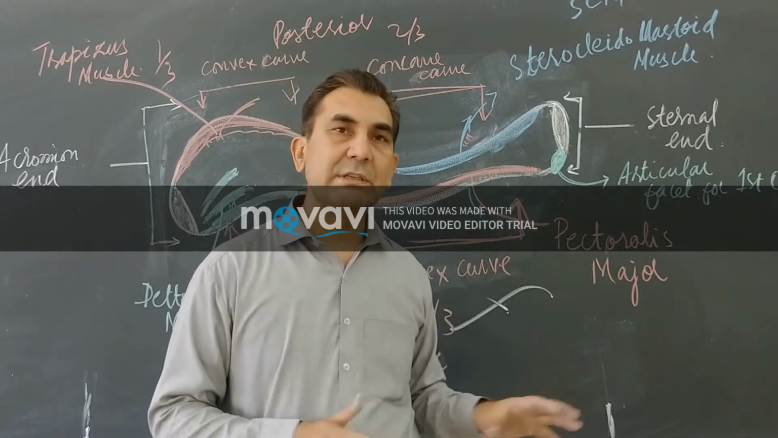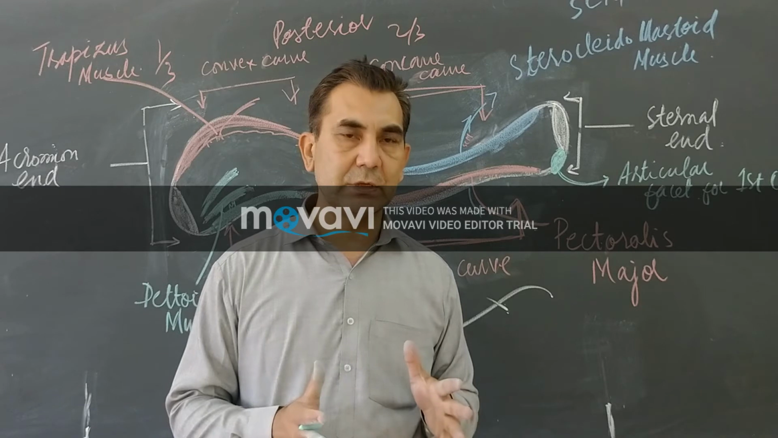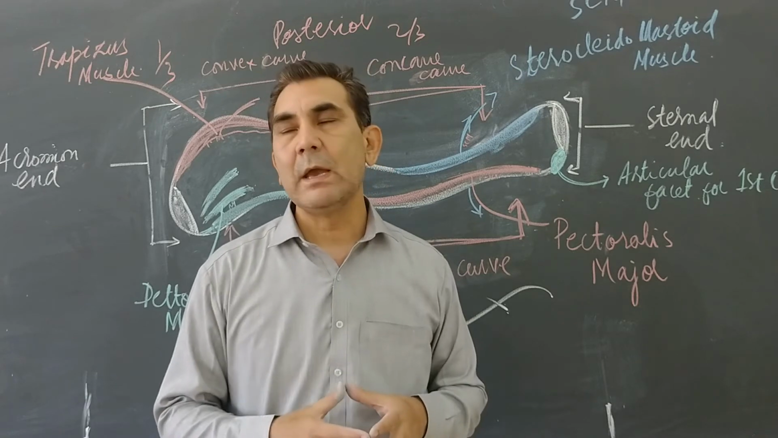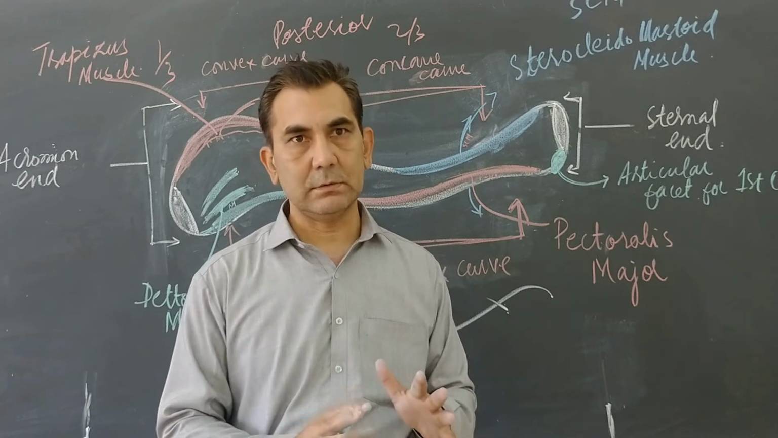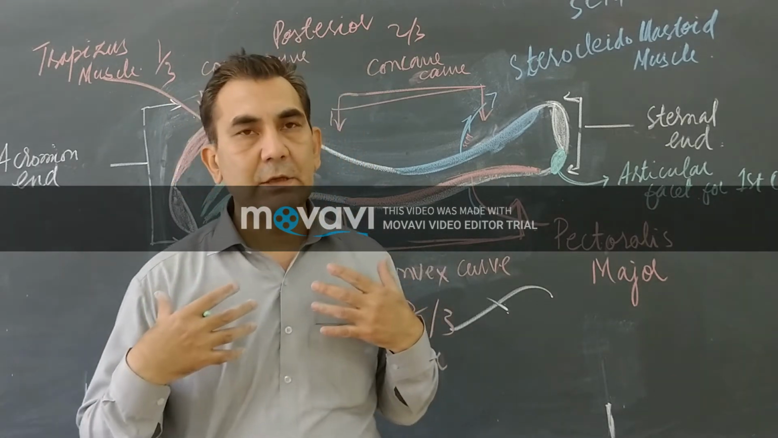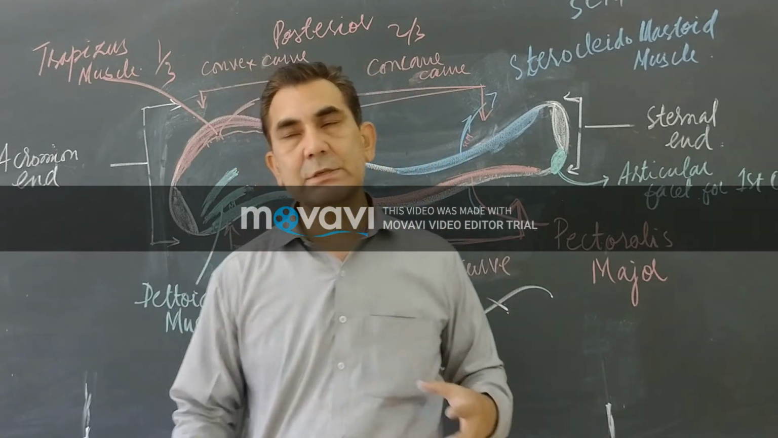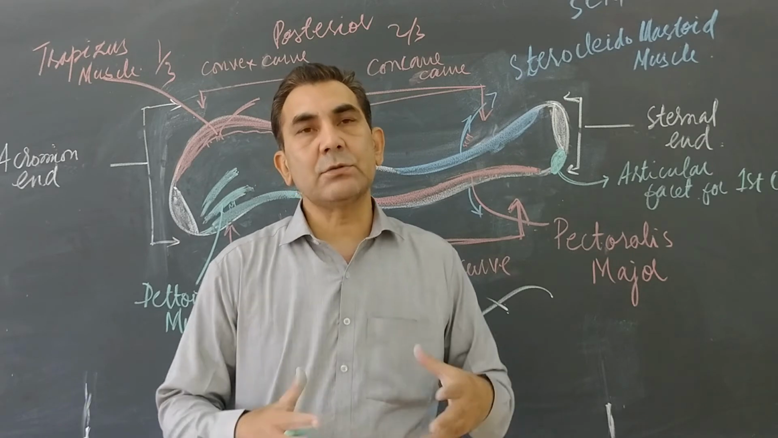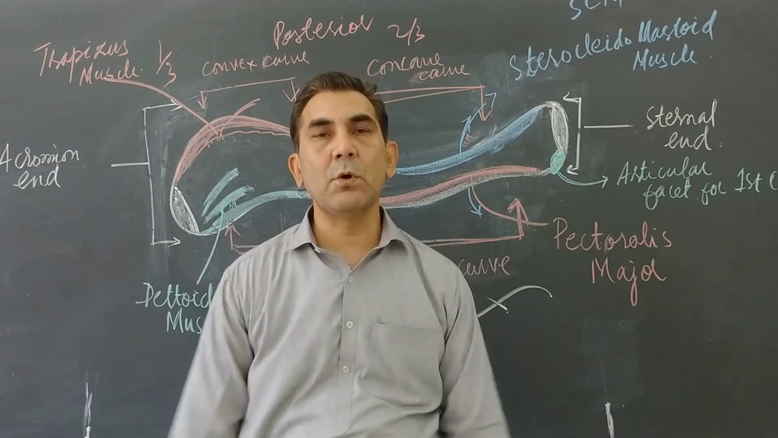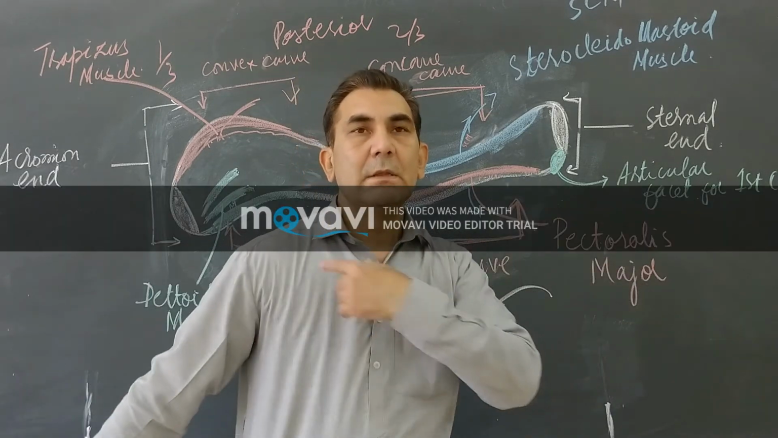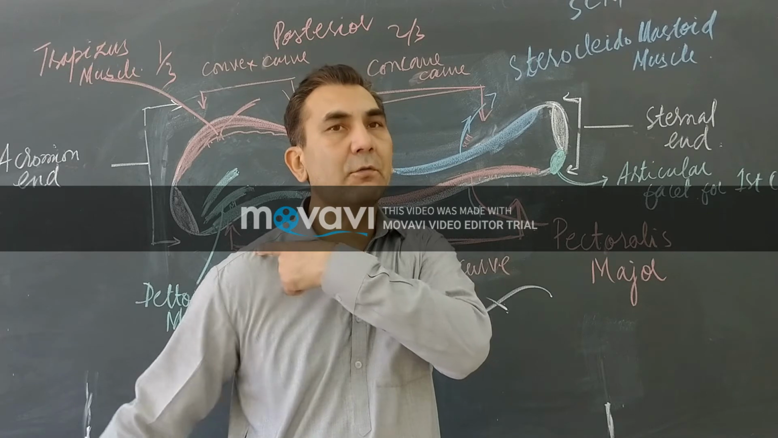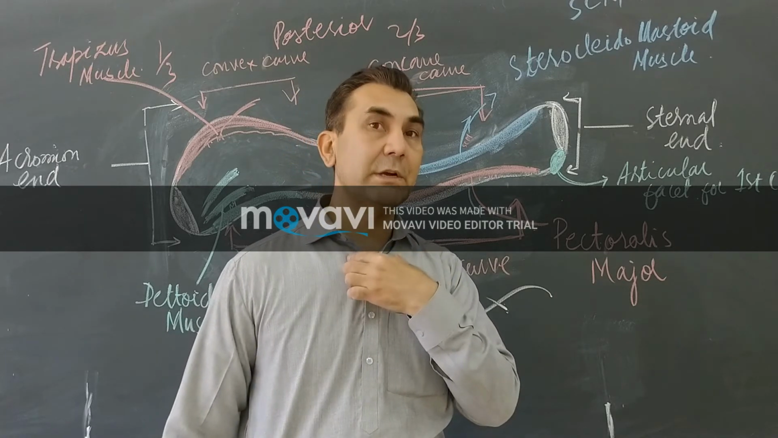The clavicle is the first bone to start ossification in the human body, and it is the last one to end, at 21 or 22 years of age. The clavicle provides a strut. A strut, in aeroengineering, is the wing-like structure which supports the wings of the aeroplane. The clavicle provides the attachment of the upper limb with the axial skeletal system.